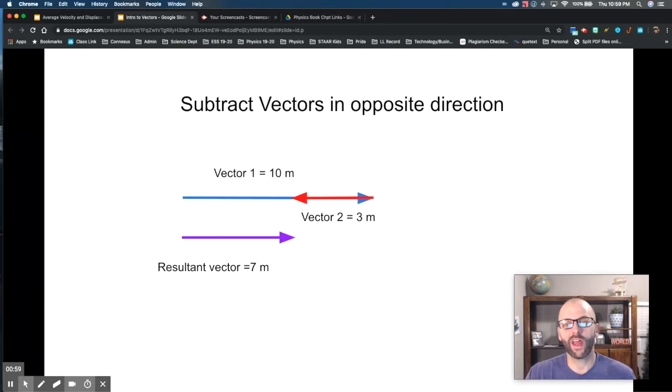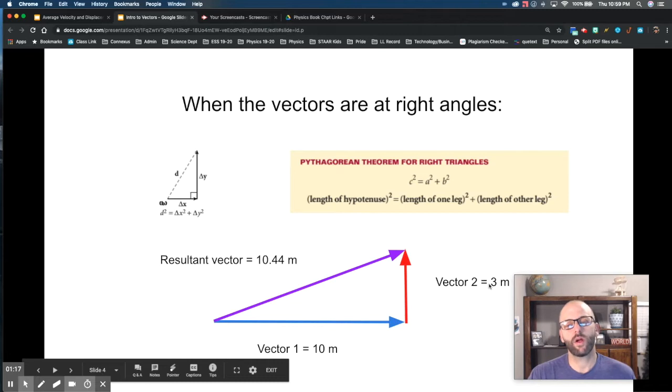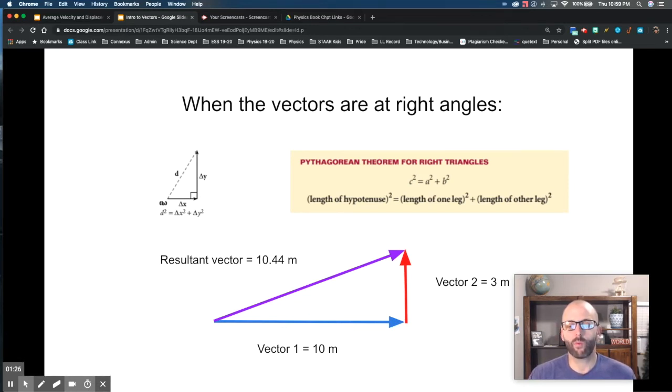Now, what if they are at right angles? There's lots of things that we can do once we have determined right angles and we make angles out of vectors. The first thing that sticks out to your mind is probably going to be the Pythagorean theorem. You see this in a couple of places. Here, I used 10 squared plus 3 squared, and I took the square root of that, and I got 10.44 meters. Using the Pythagorean theorem, we can find the resulting vector if you've got two sides of that triangle.